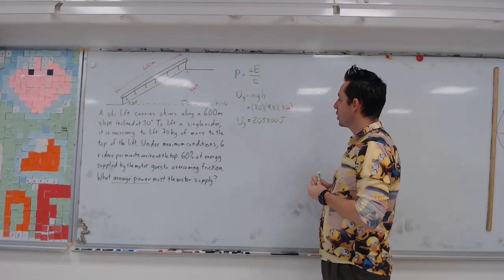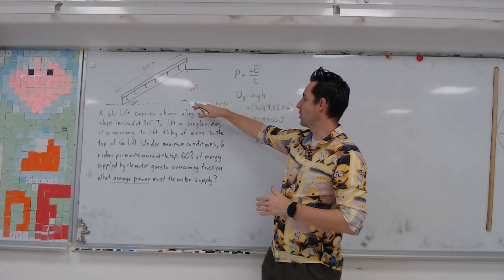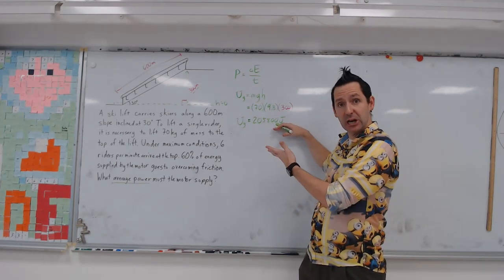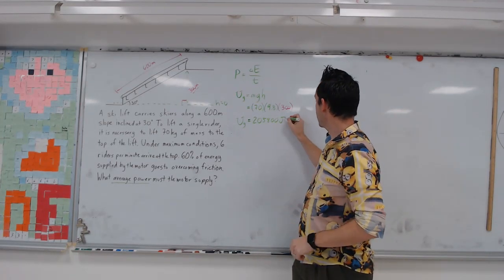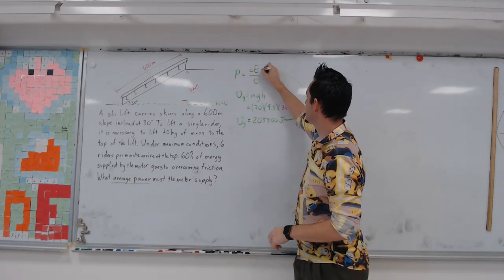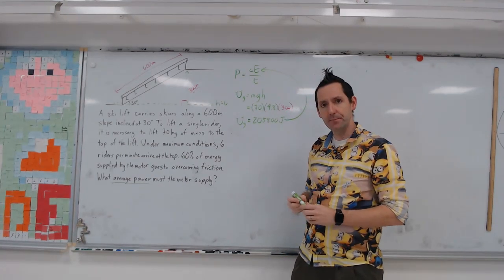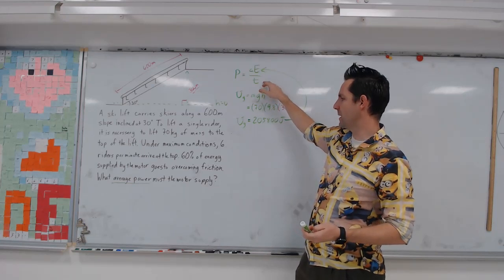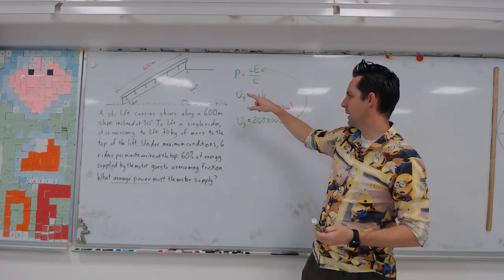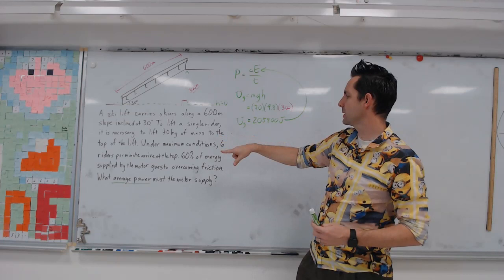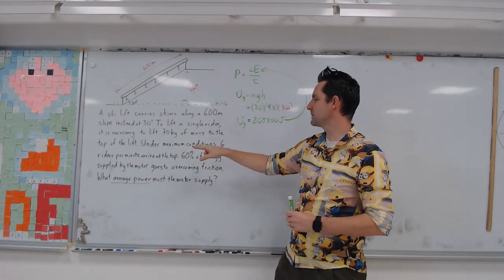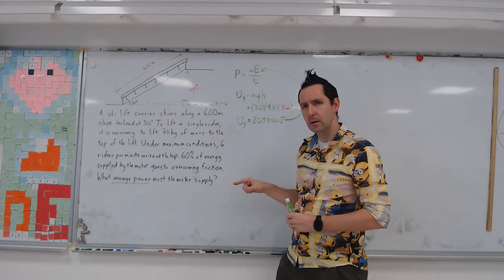All right, so if he started at the ground, which was 0, and now they're at this, so this is the change in energy. So I can go ahead and put this into the change in energy there. Now I need the time, and it does tell me, to lift this, under maximum conditions, 6 riders per minute arrive at the top.